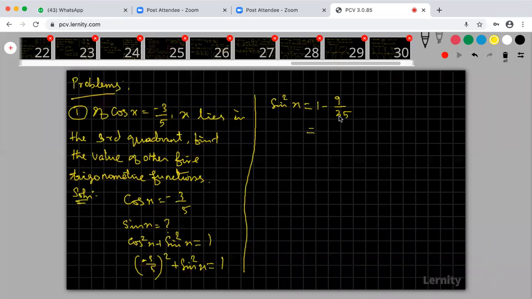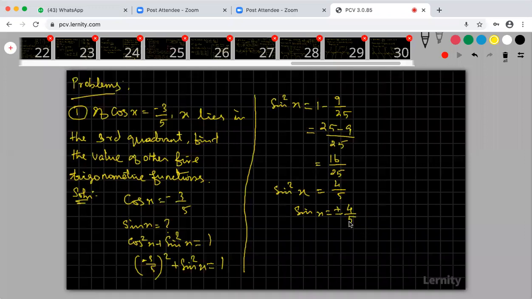You just cross multiply. So this is 25 minus 9 divided by 25. Okay, so therefore this is 25 minus 9, that is 16 by 25. So therefore this is 4 by 5. So your sin square x is 4 by 5. Your sin x is plus or minus 4 by 5.